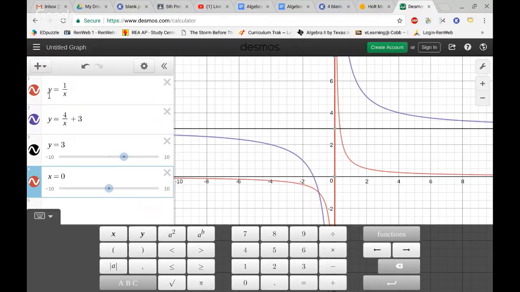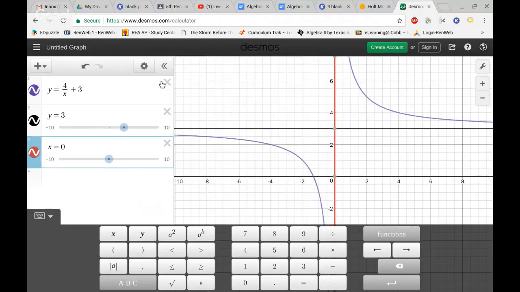I'm actually going to take away my parent graph just to make that a little clearer. See? So it would get near it, but never touch it. Okay, I'm just writing that down. No problem.